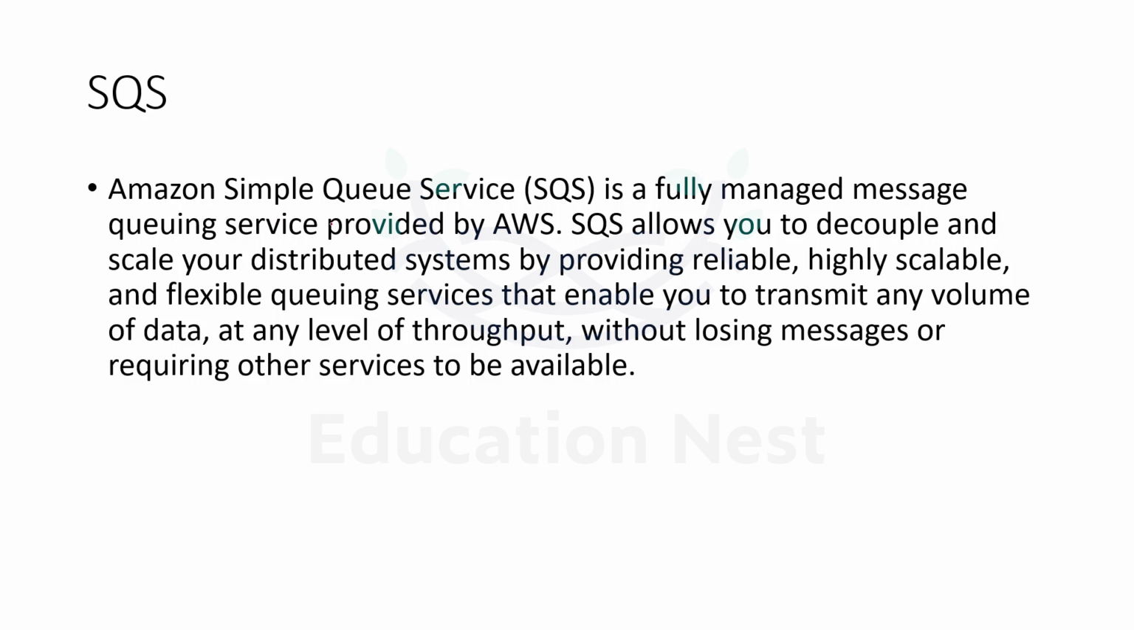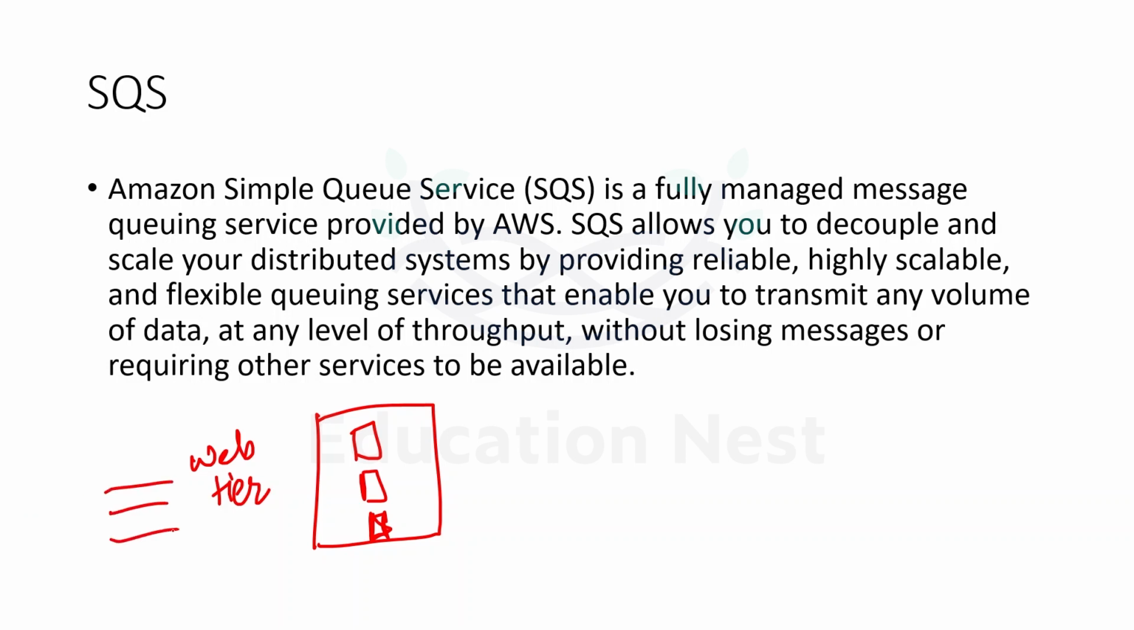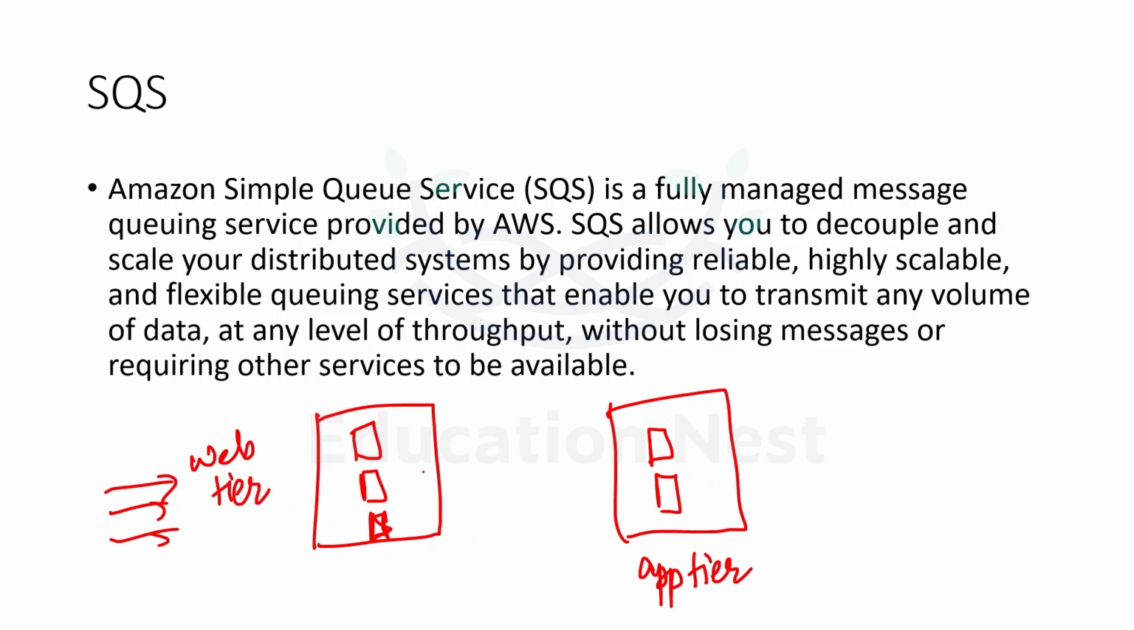Decoupling means, let's suppose that our web tier is there. The web tier is accepting so many requests. Here there are EC2 instances and it is accepting a lot of incoming requests. The processing tier takes some time for processing those requests. So if all the EC2 instances on the web tier directly send the requests to the back-end application tier, then what will happen? It will overwhelm the application tier.